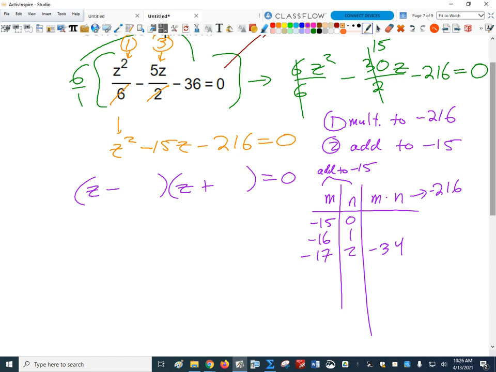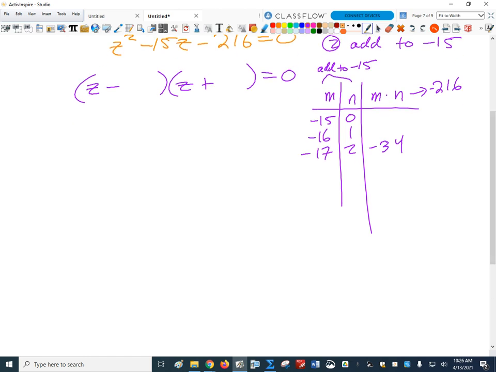So let's skip down the list. How about if we skip down to something like negative 22 and 7? See what we get. That's right, isn't it? Those add up to negative 15, okay? So that's going to give us negative 154. We're getting closer, but we better keep going. I'm going to drop down to negative 24 and 9. What's that give? That's it.